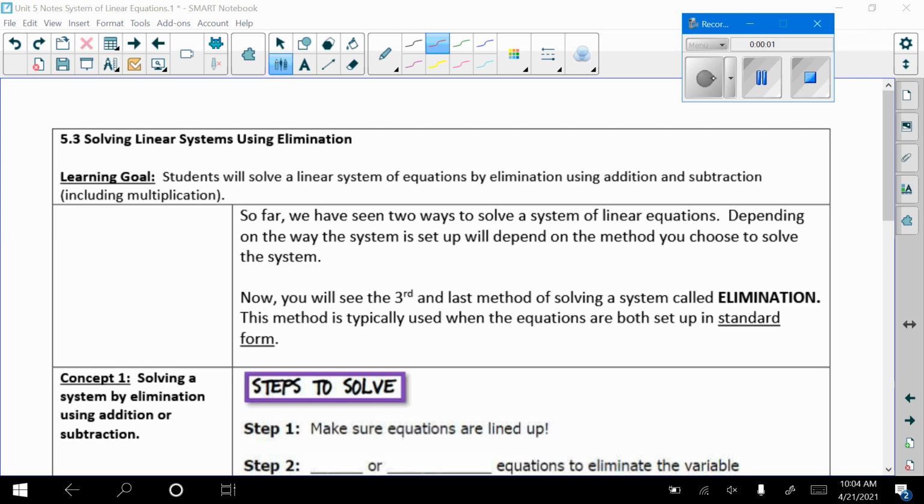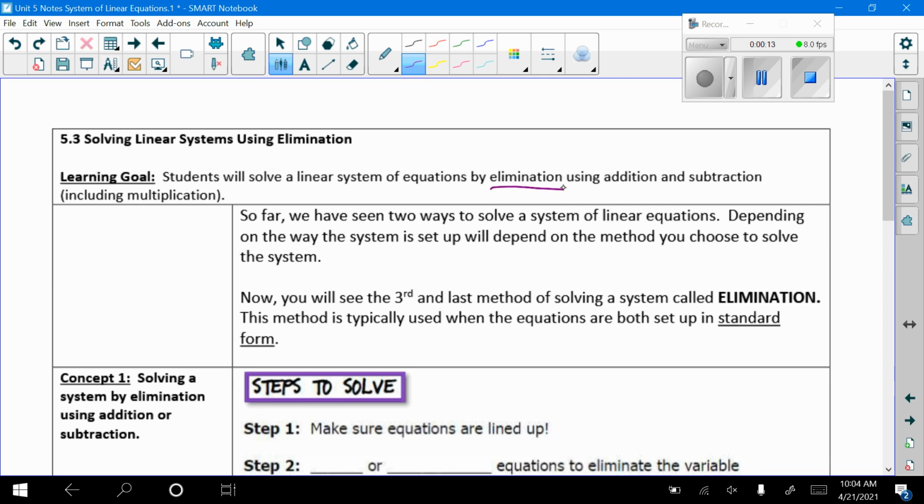So 5.3 is solving linear systems using elimination. This is our third way of solving. Up until now, we have done graphing and we've done substitution, and now we're going to do elimination. When I talk about elimination, we're actually going to cancel out one of the variables.